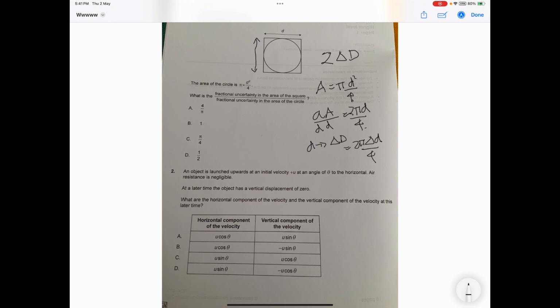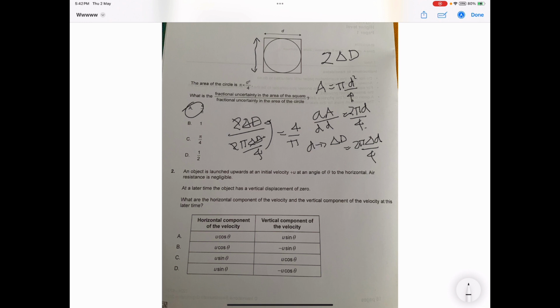So the fractional uncertainty in the area of the square, that's 2 delta d, all over 2 pi delta d all over 4. So delta d's cancel, 2's cancel, the 4 goes up here, so it's going to equal 4 over pi. So the answer is A, 4 over pi.